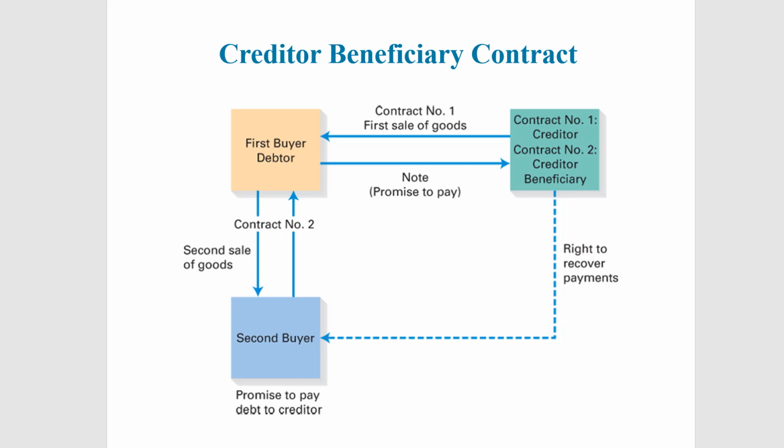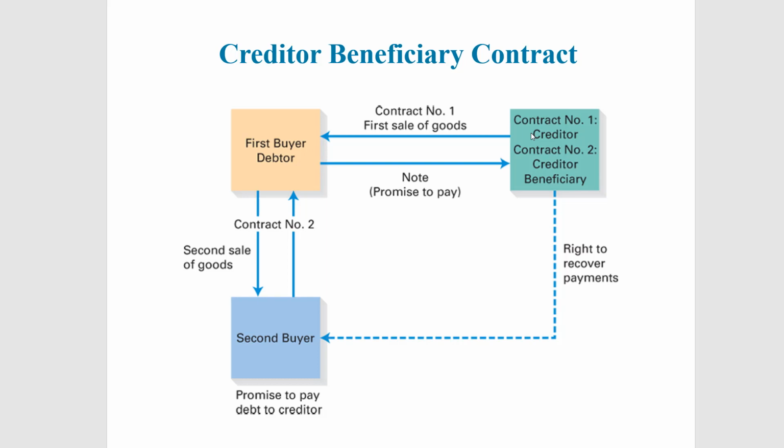So an example of this, let's say this contract is for the purchase of a car. So the first buyer buys a car, and to pay for it, he takes out a loan from a bank. This would be contract number one, taking out a loan. The bank is the creditor, the buyer is the debtor. The debtor is agreeing to pay on a promissory note to pay back that loan to the original creditor.